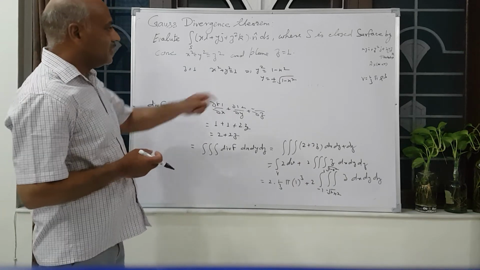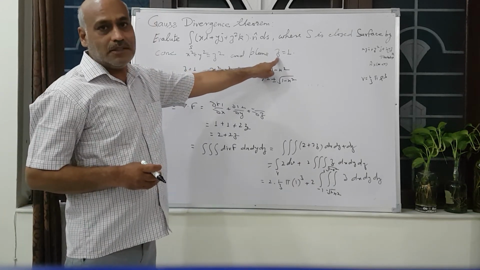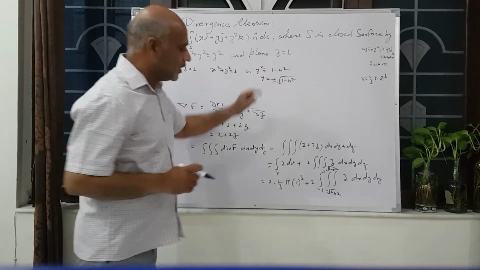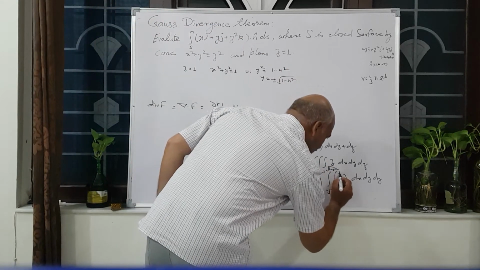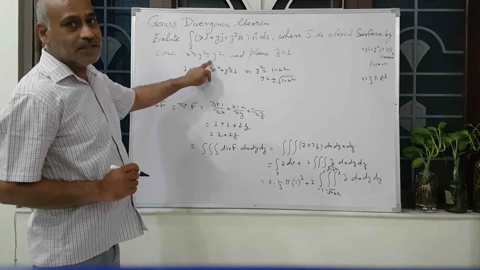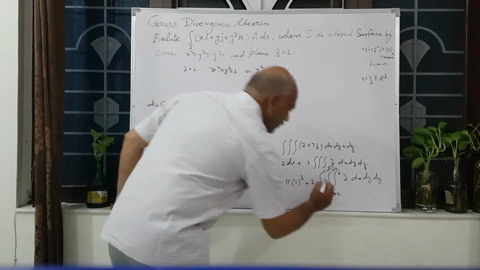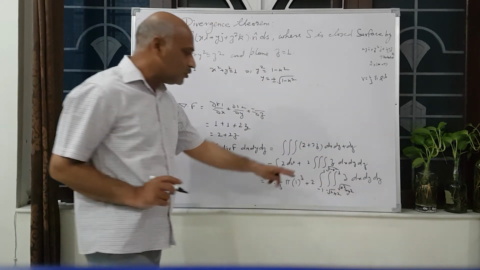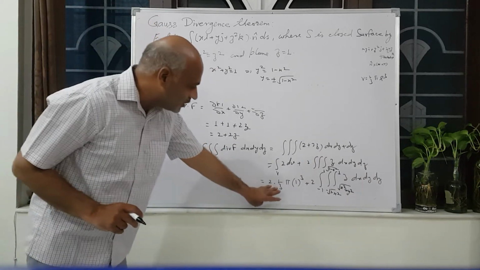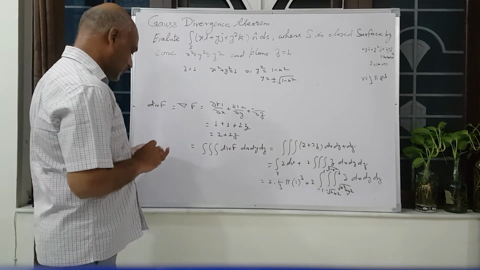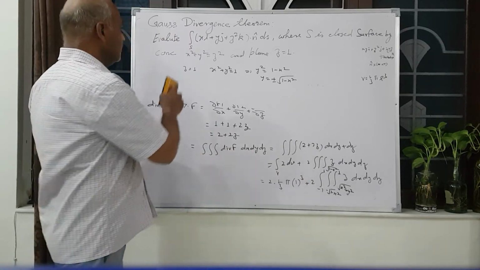And for z, the upper limit is this plane where it cuts the cone. So the upper limit is 1, and the lower limit here we put z, the value of z is root x square plus y square. So we have to integrate this one. So this is 2 by 3 pi plus this one. So we calculate this one.